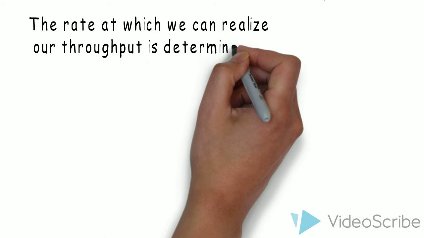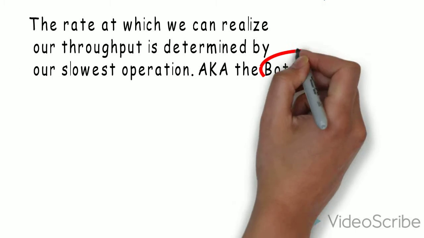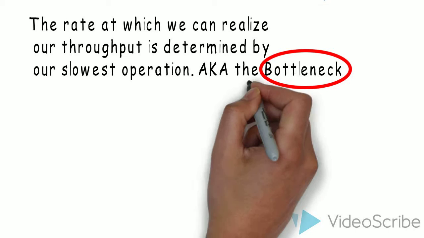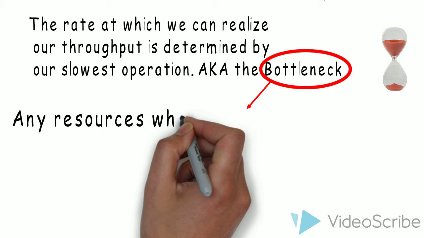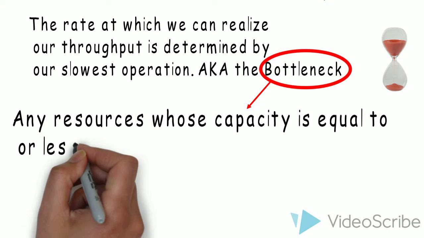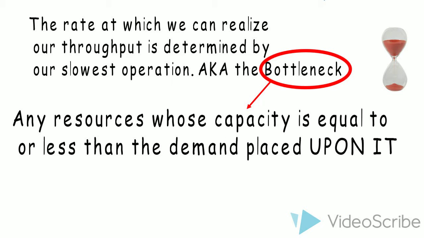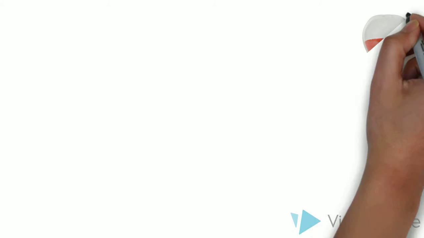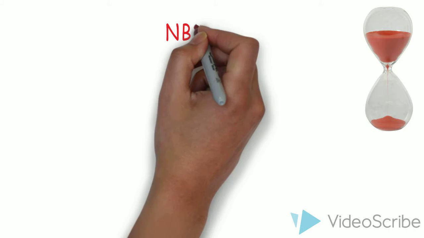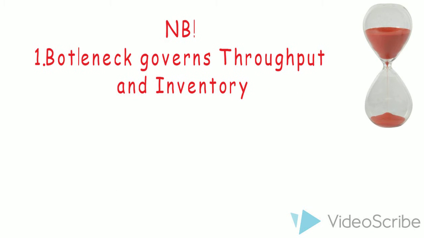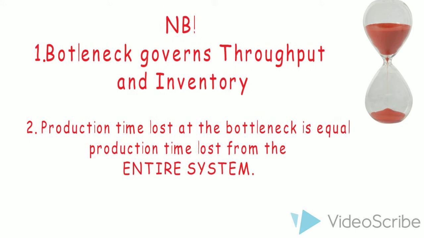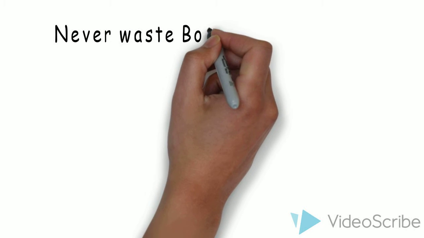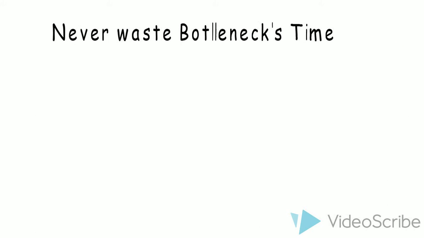The rate at which we can realize our throughput is determined by our slowest operation. This slowest operation is called the bottleneck or the system constraint. A bottleneck resource can also be defined as any resource whose capacity is equal to or less than the demand placed upon it. It is important to understand that the bottleneck, in a sense, governs our overall throughput and inventory levels. Consequently, production time lost at the bottleneck is equal to production time lost from the entire system. We should do all we can to make sure that we never waste the time of our bottleneck resources.